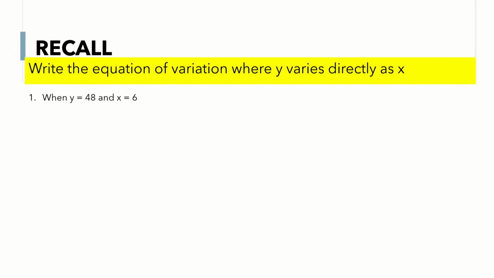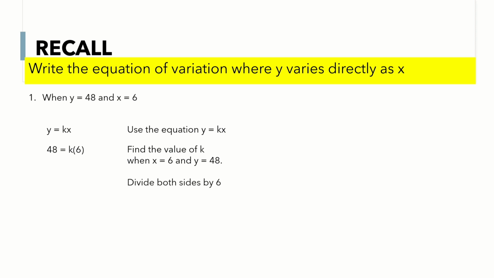In our previous lesson, we also discussed how to find the equation of variation. Let's say we're going to find the equation of variation where y varies directly as x when y is equal to 48 and x is equal to 6. Step number 1 is we're going to use the equation y is equal to kx. Next, we find the value of k when x is equal to 6 and y is equal to 48. Next, we divide both sides of the equation by 6.